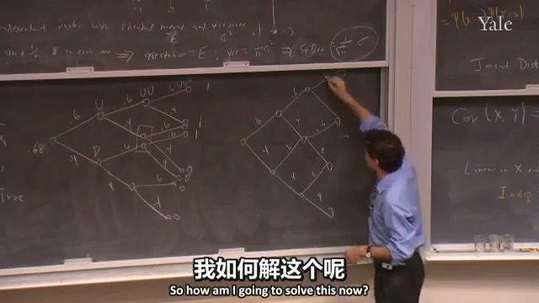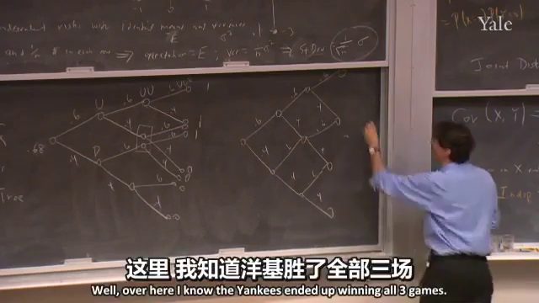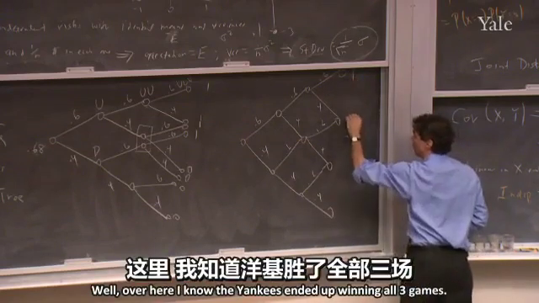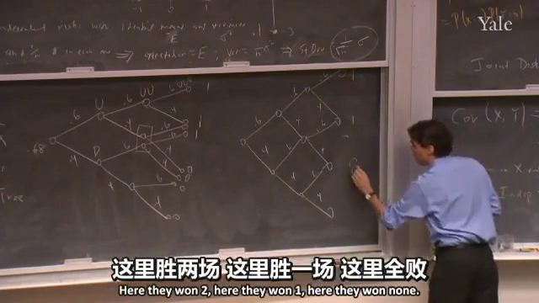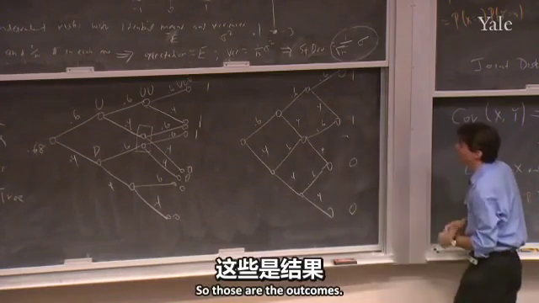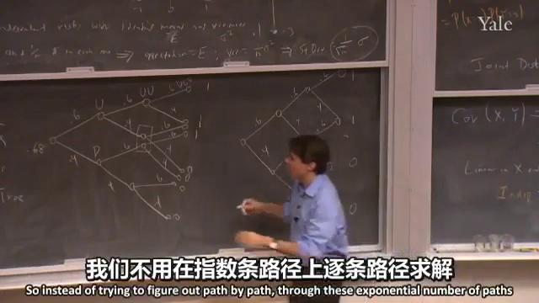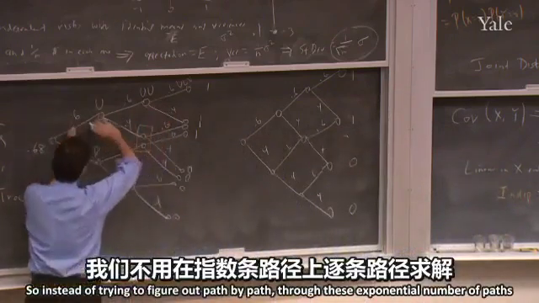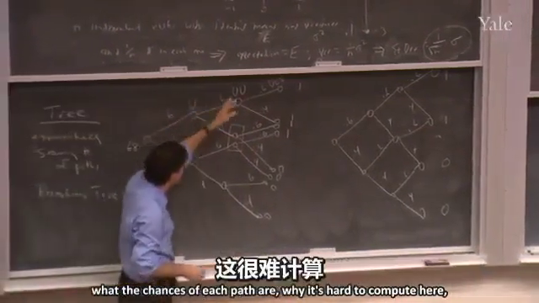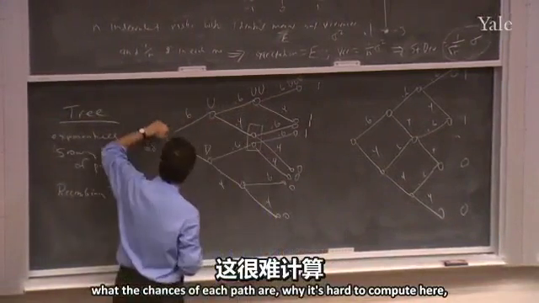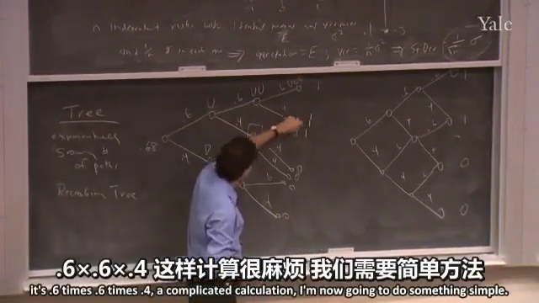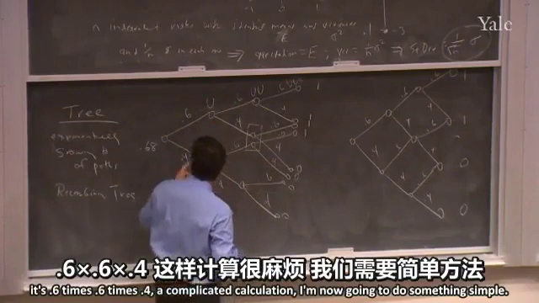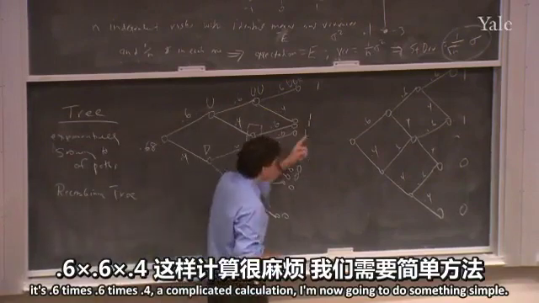Okay, so how am I going to solve this now? Well, over here, I know the Yankees ended up winning all 3 games. Here they won 2. Here they won 1. Here they won none. So those are the outcomes. So instead of trying to figure out path by path of these exponential number of paths what the chances of each path are, well, it's hard to compute. Here it's 0.6 times 0.6 times 0.4, complicated calculation. Okay, I'm now going to do something simple.